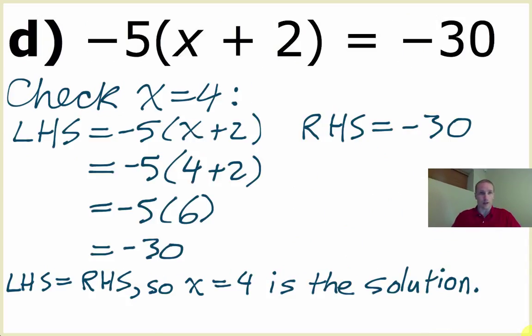And the last one, checking x equals 4, the left-hand side is -5 times x plus 2. Replace the x with 4. Calculate, you get -30. That matches the right-hand side. So that means that x equals 4 is the correct solution for this equation.